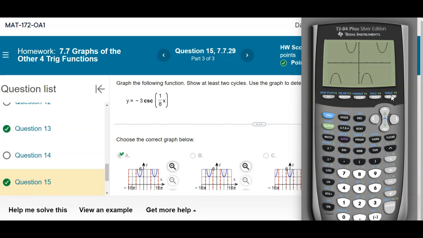But I do want you to see that you can graph secant, you can graph cosecant, tangent, cotangent, the things that aren't on the faceplate. You just divide by what their reciprocal is. So if this had been -3 secant, I would do -3 and divide by cosine. If this had been -3 cotangent, I would have done -3 divided by tangent. That's the way we can get those other 3 trig functions to be graphed.